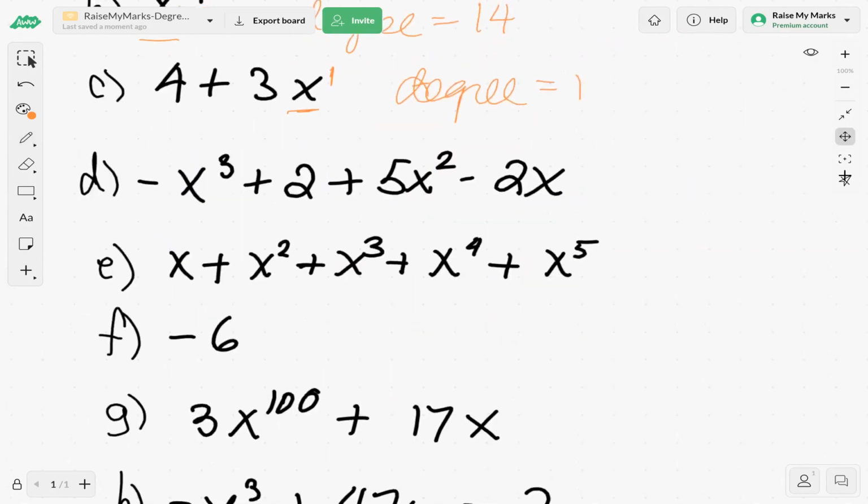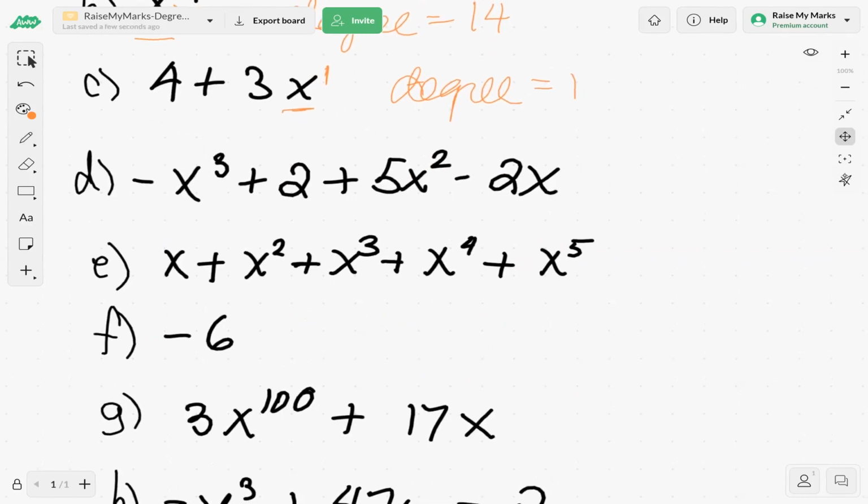Okay, let's have a look at D. So here we have a polynomial. Our variable is x. What are the exponents that x is raised to? It's raised to 3, 2, and 1. So the highest power is 3. So our degree is 3. Next one, in E, again, our variable is x. The powers that x is raised to are 1, 2, 3, 4, 5. 5 is the highest, so the degree of this polynomial is 5.